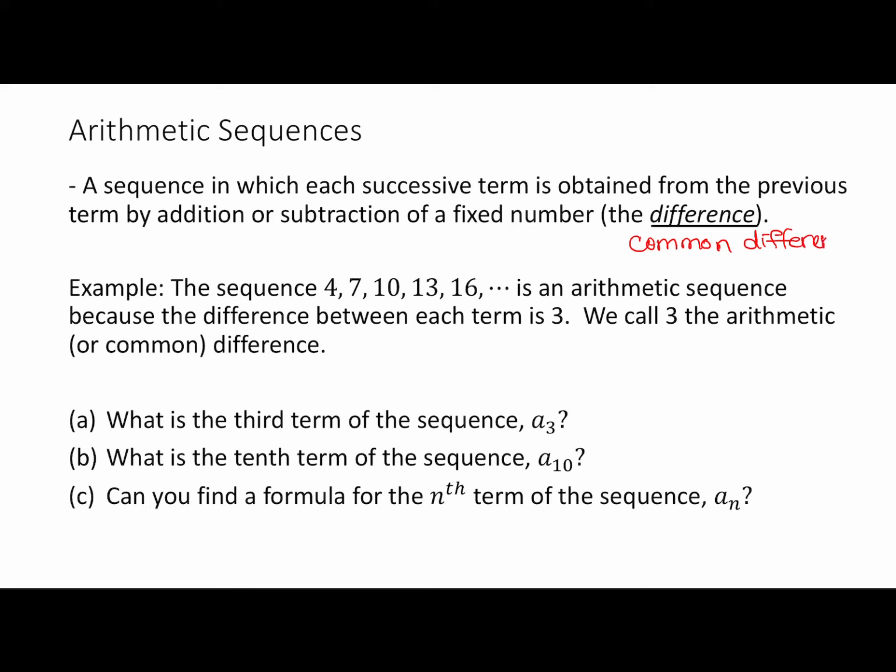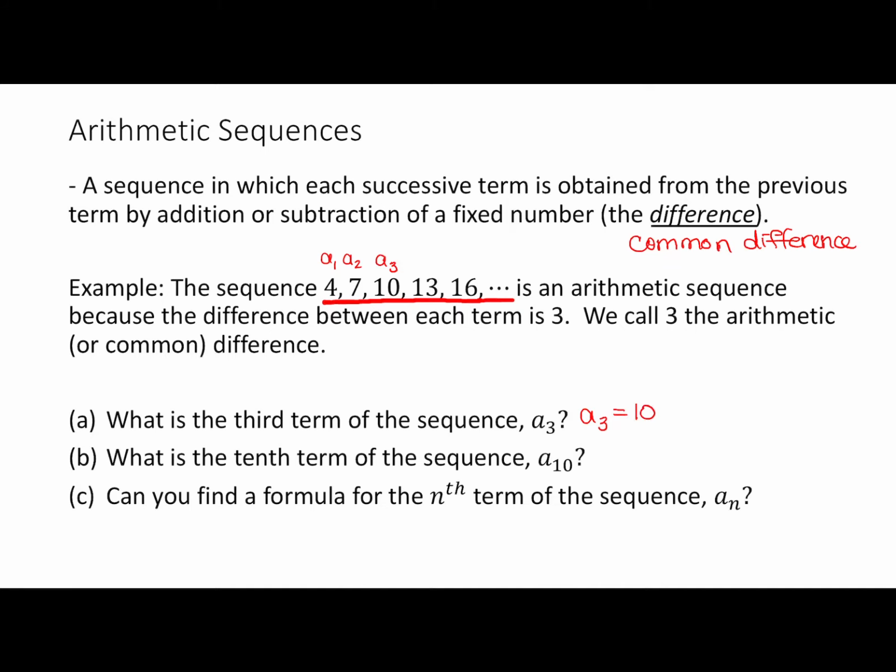Okay, so on the last slide we saw this sequence 4, 7, 10, 13, 16, and this is arithmetic because each successive term is found by adding 3 to the previous term. So 3 is our arithmetic or our common difference. All right, so let's look at this sequence. What is the third term of the sequence, which we'll denote with an A sub 3? So I just look, I have A1, A2, A3. So A3 here is 10.